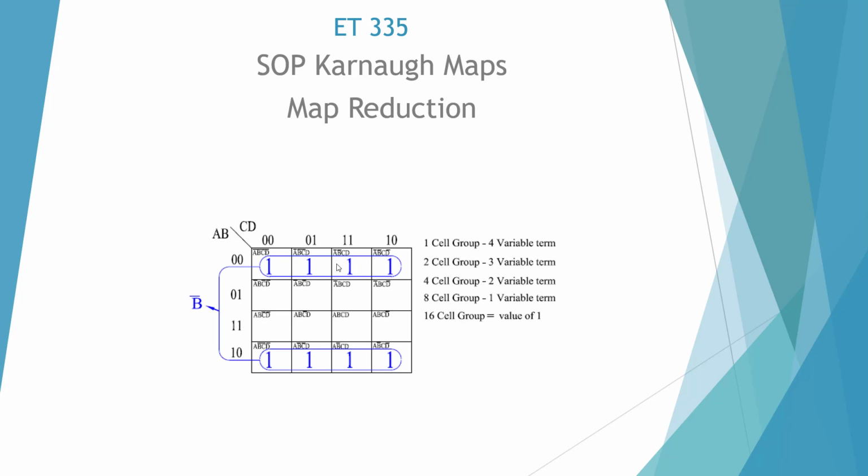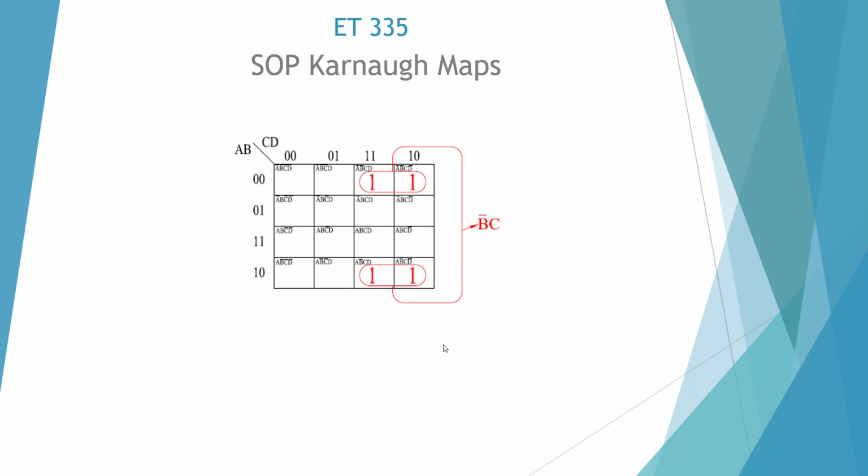And here we have 8, top row and bottom row. Those are still contradictory, and the only thing that stays the same is B bar. Everything else is gone. And we have contradictory terms, top and bottom. So A and A bar are gone, and D bar is gone. So only leaving B and C.